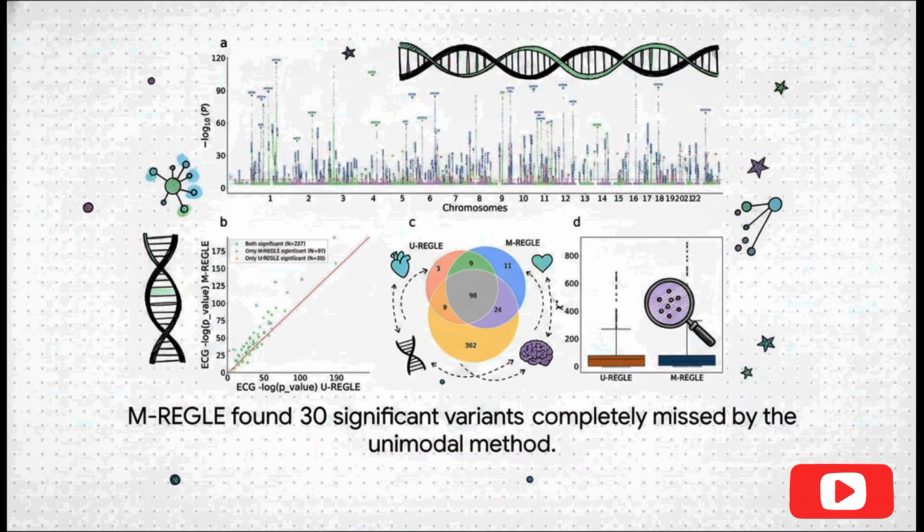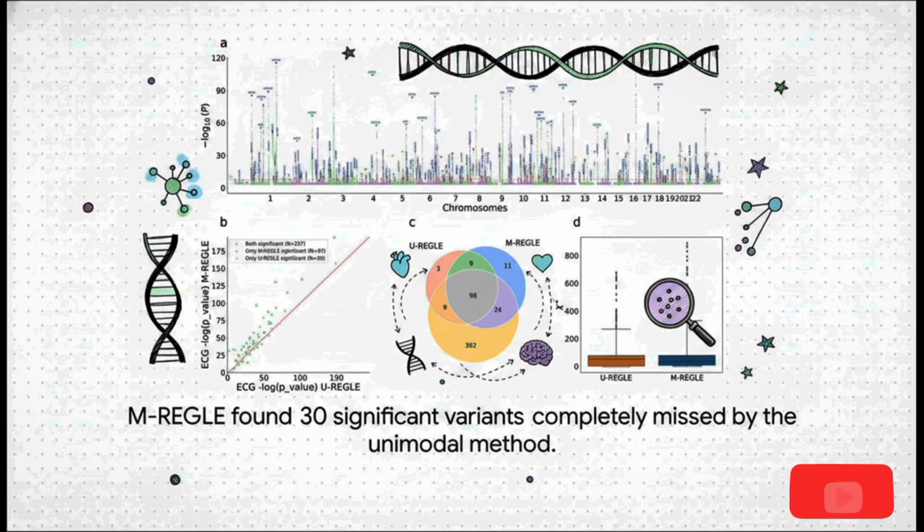Let's actually quantify this, because the numbers are pretty staggering. So EMERGEL confirmed 122 known genetic links, which is great, but it also found 20 totally new ones. And get this, it found 30 genetic markers that were completely invisible when scientists looked at each data stream on its own. That's not just a little better, that's a whole new level of discovery.